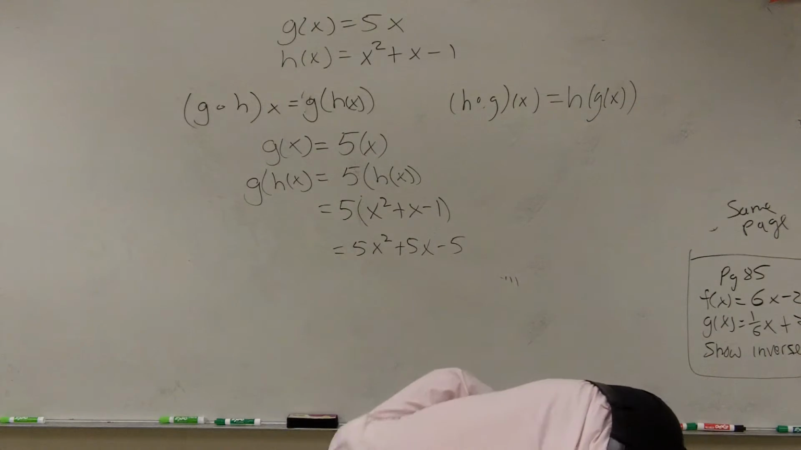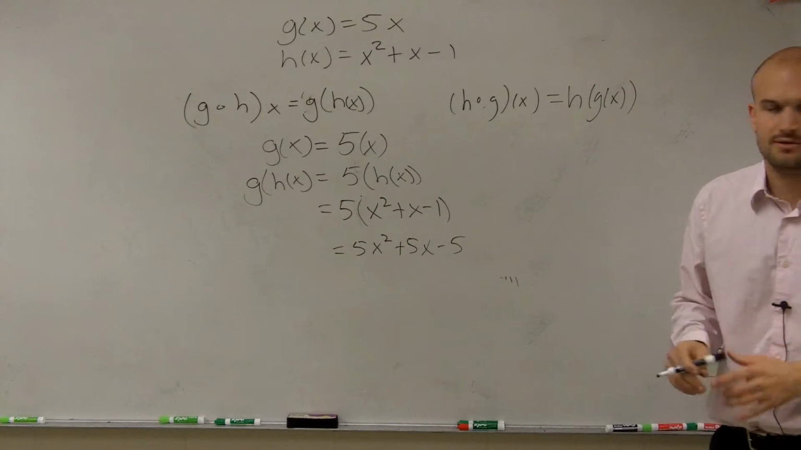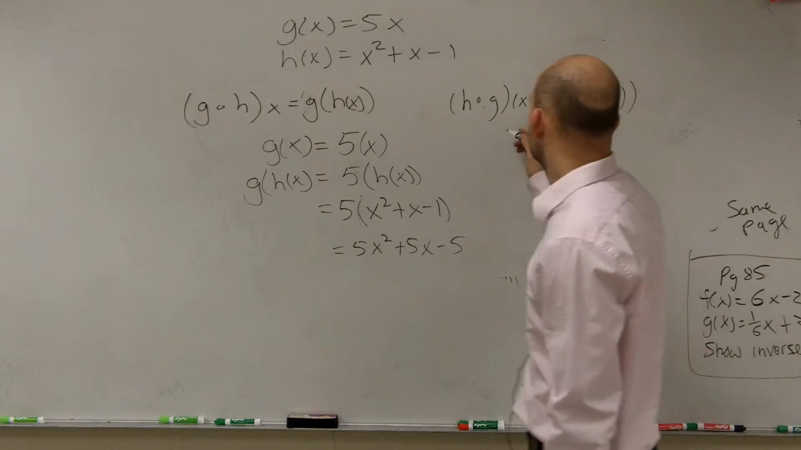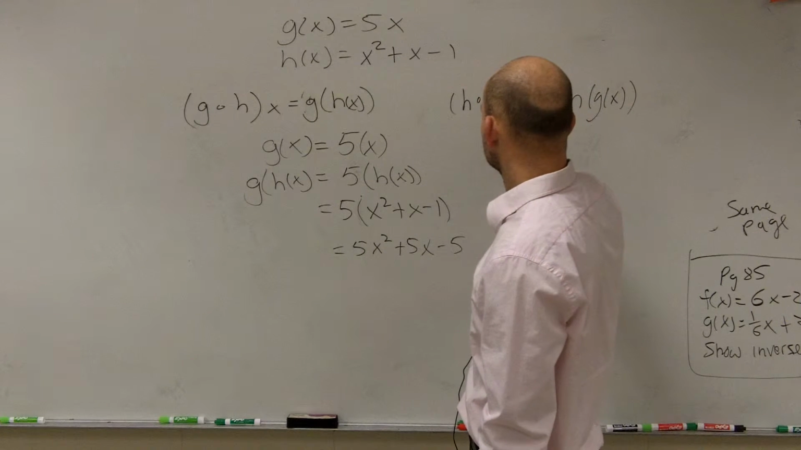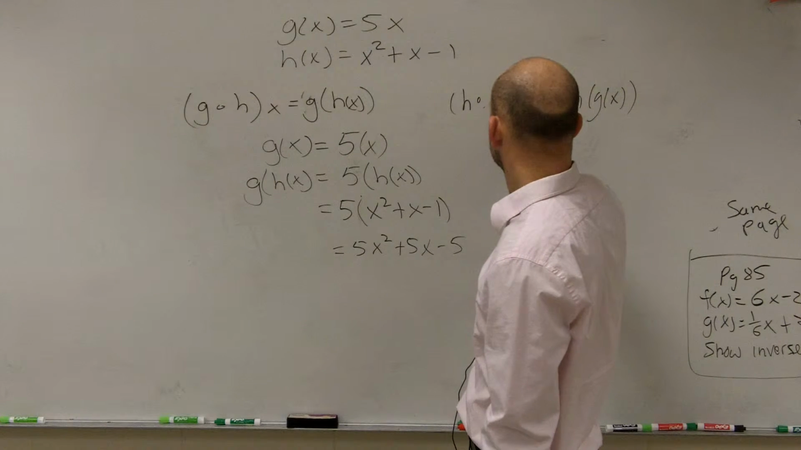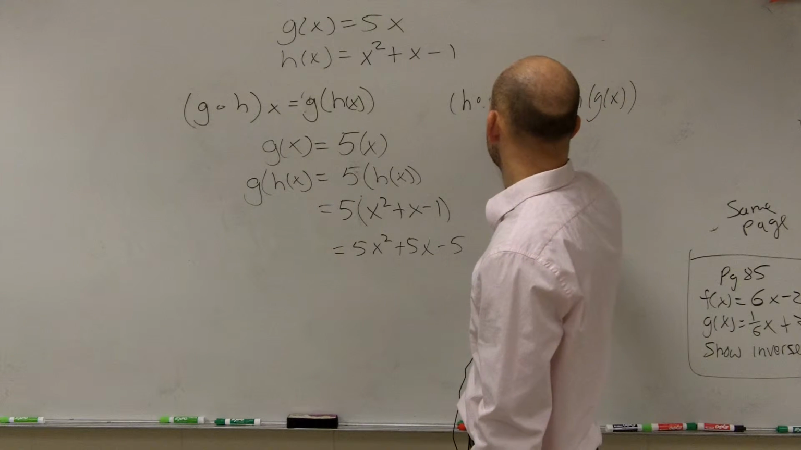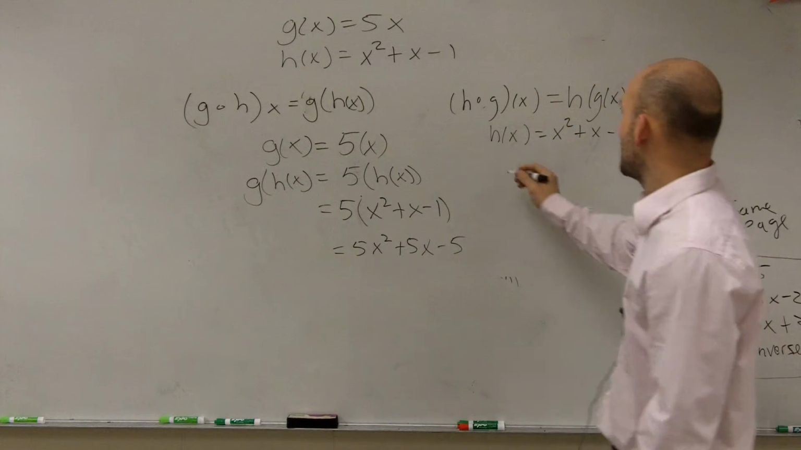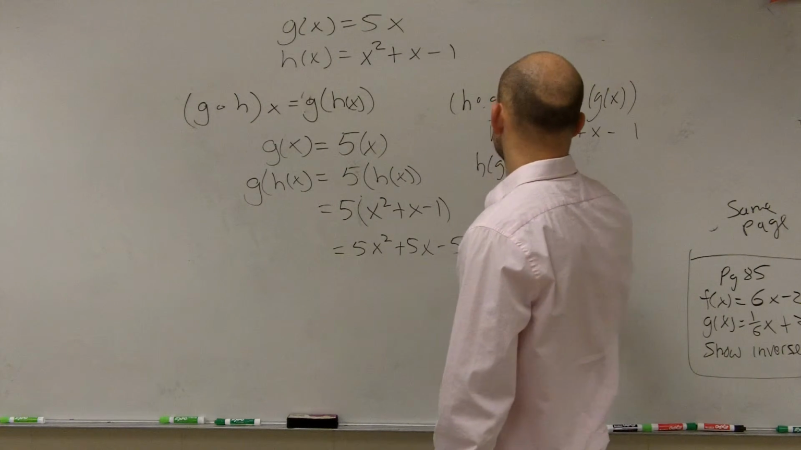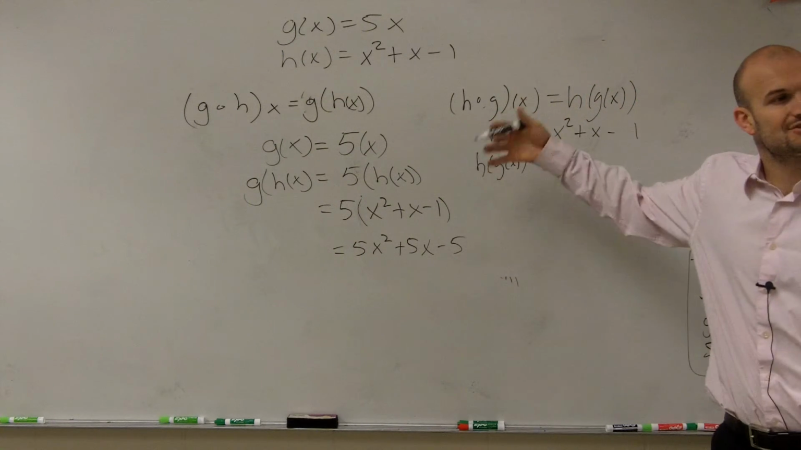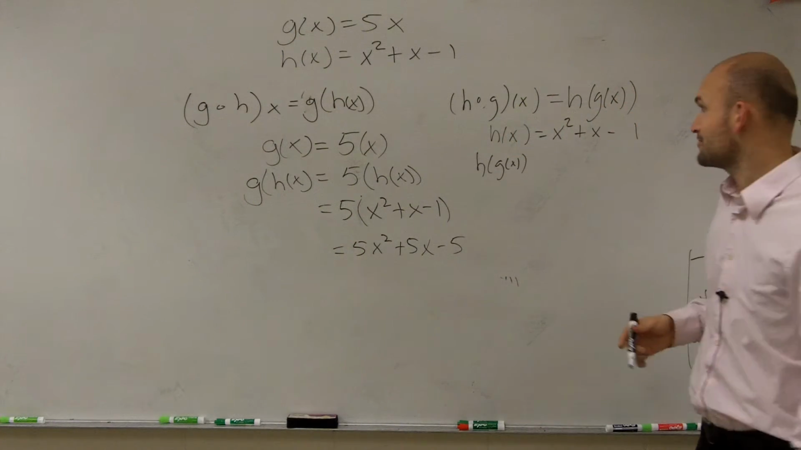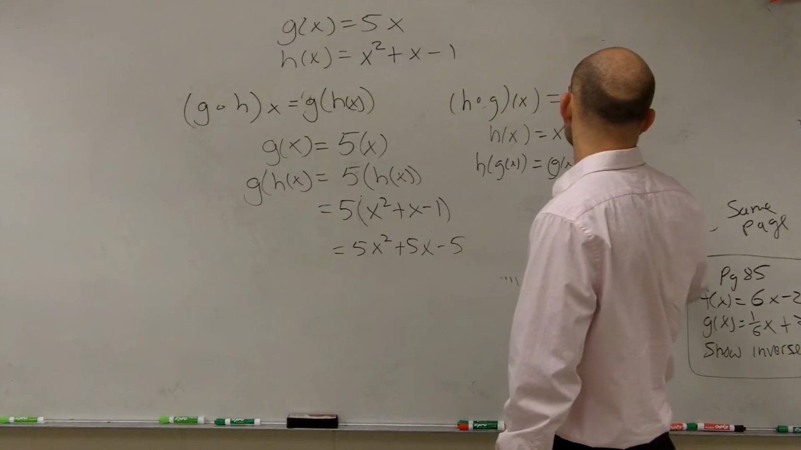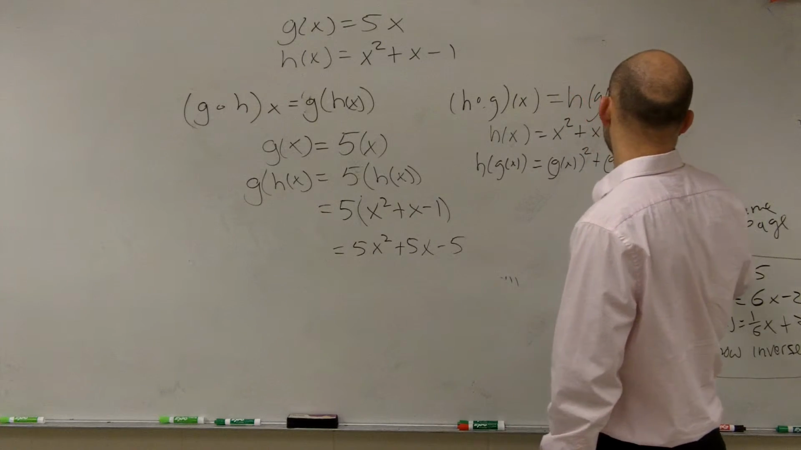So now let's go back the other way with our composition. Now I look at h of x equals x squared plus x minus 1. So h of g of x, now I'm going to plug the g of x into the x of my h of x. Well, that's a lot of x's going on. So therefore, I'm going to say g of x squared plus g of x minus 1.